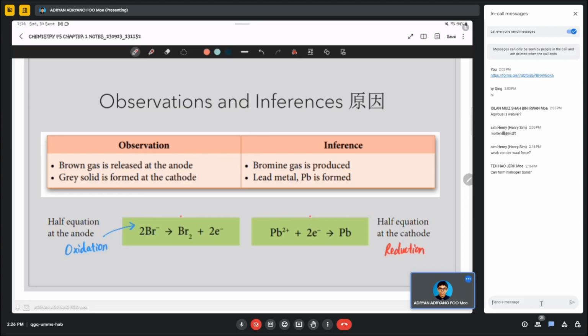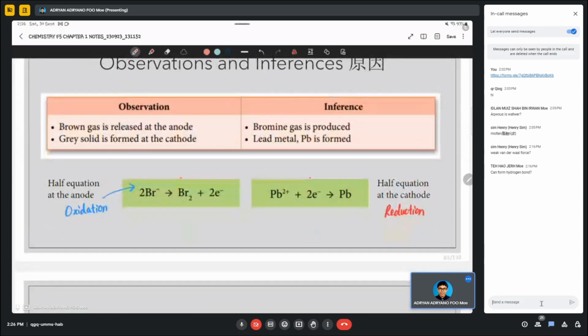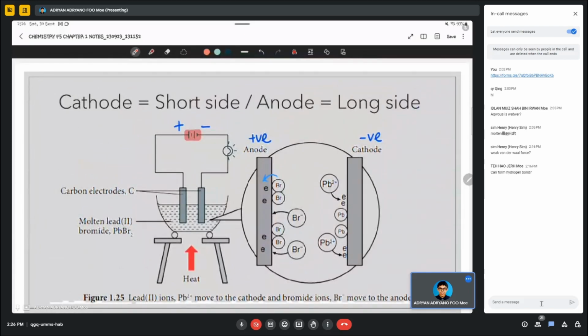I accept electrons. So remember, the cathode undergoes reduction and the anode undergoes oxidation; this is fixed for all redox. The only difference is the positive and negative terminals and the flow of electrons. The flow of electrons here is from the anode to the cathode, from the long to the short.